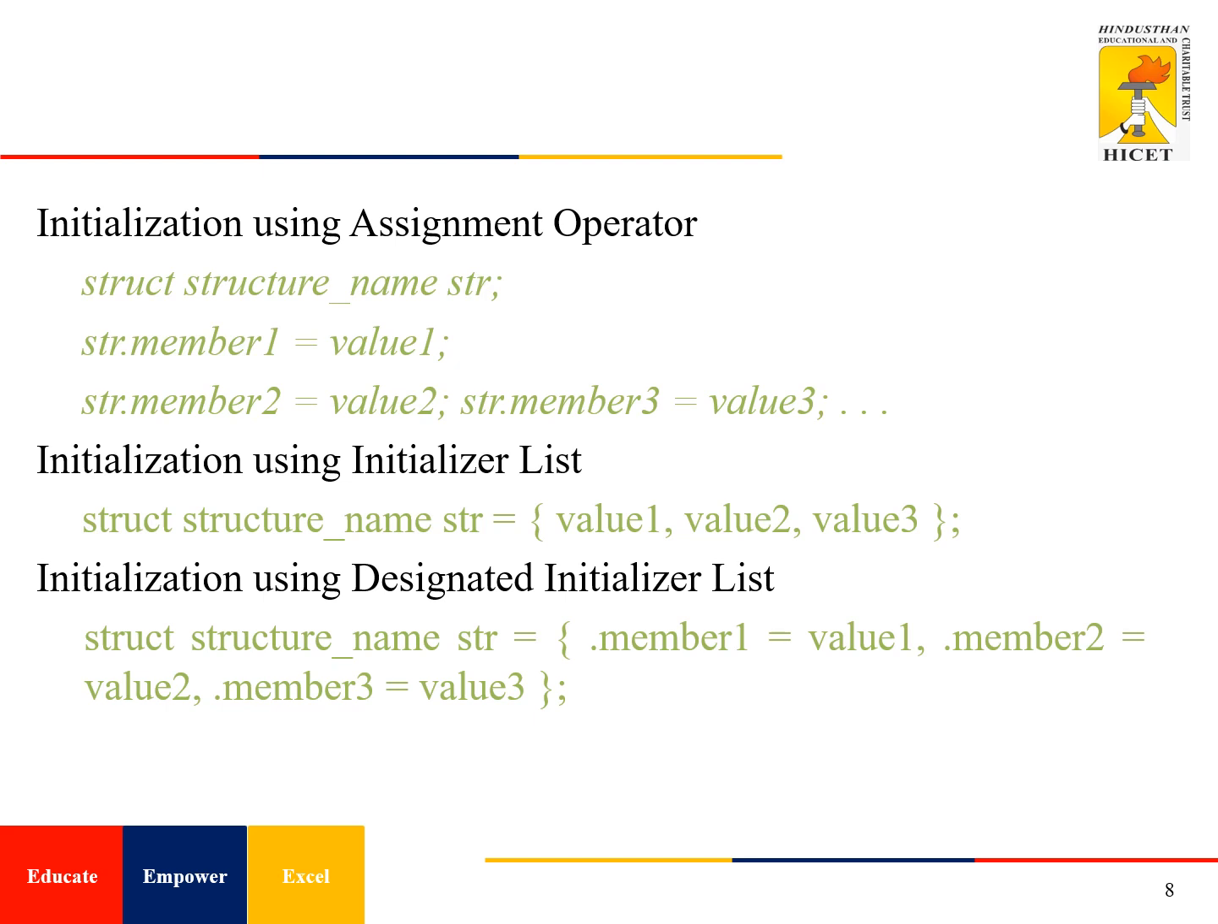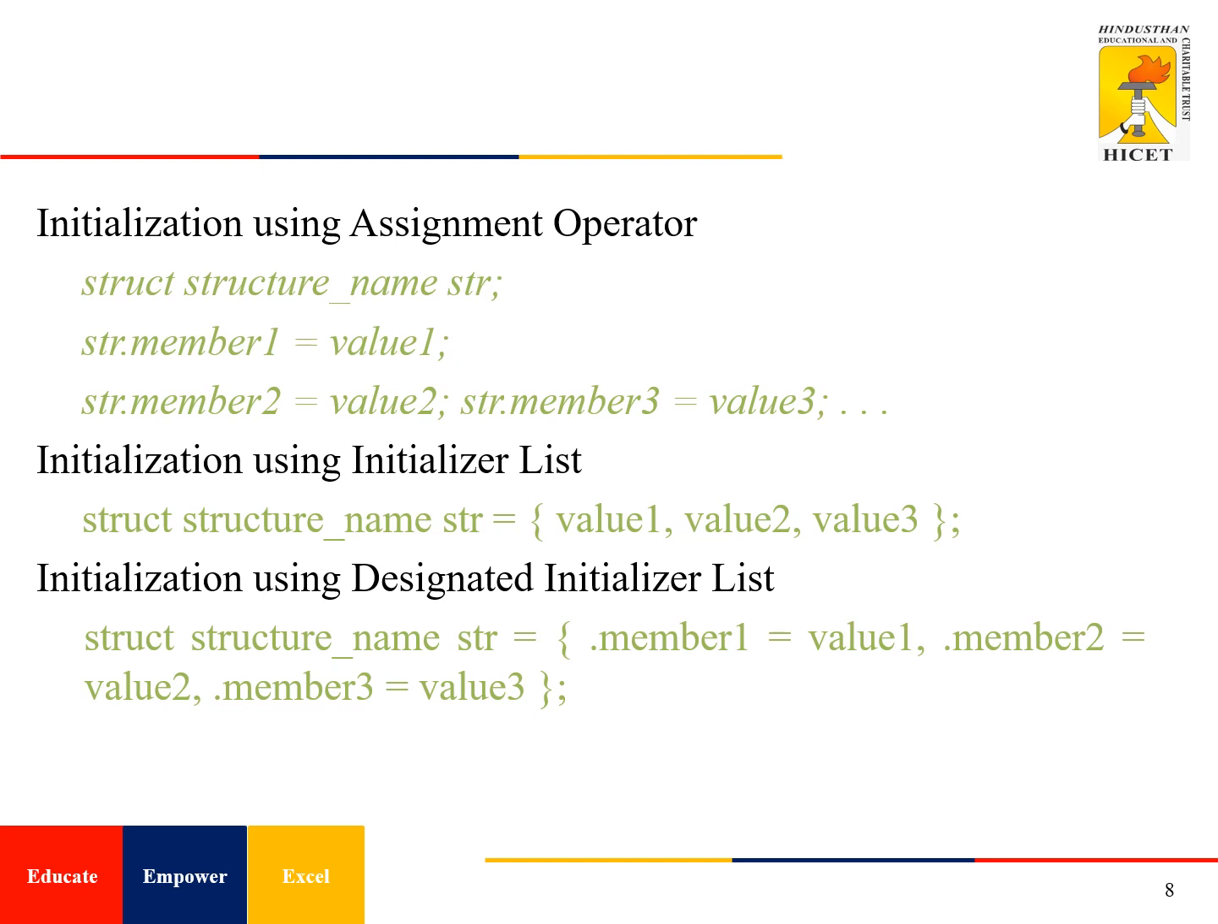The first one is initialization using the assignment operator. Directly you can assign the values to the members using the equal to symbol, that is the assignment operator. Initially you need to declare your structure using the struct keyword with the structure name, and using that, str is my variable, and str.member1 is equal to value 1, str.member2 is equal to value 2, str.member3 is equal to value 3, etc. You can give multiple members in a structure.